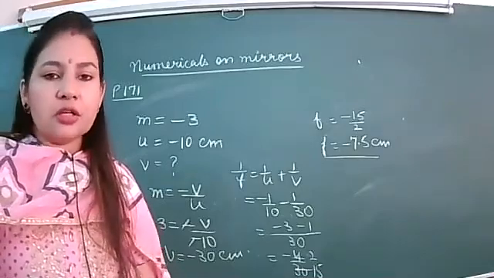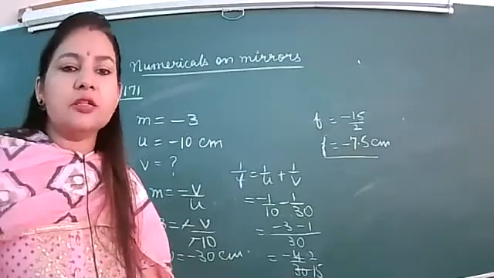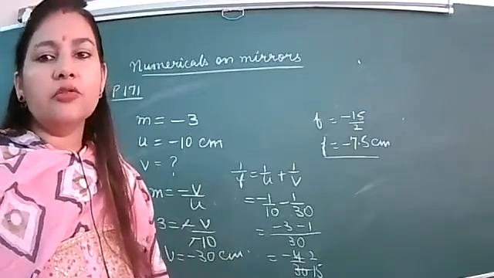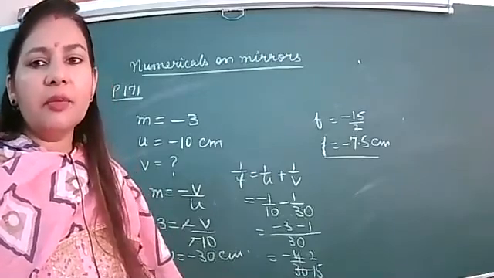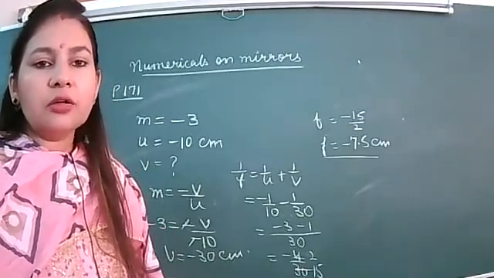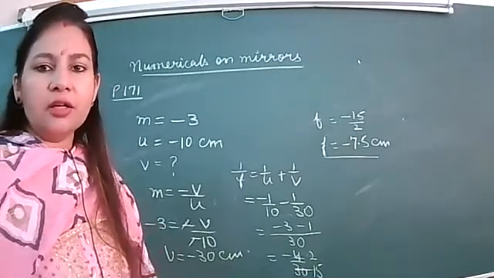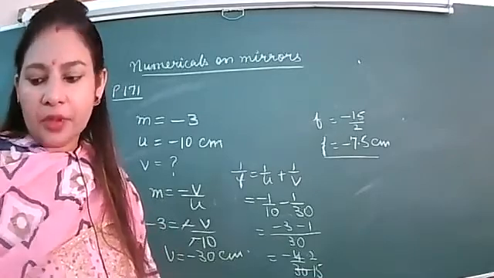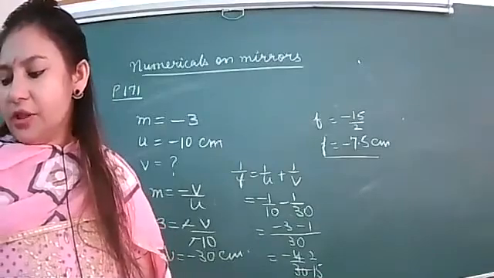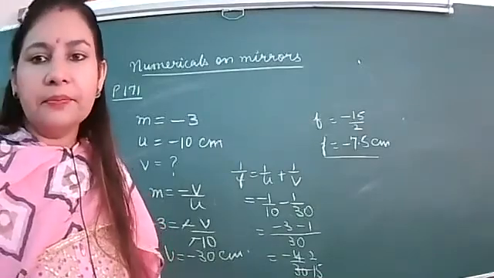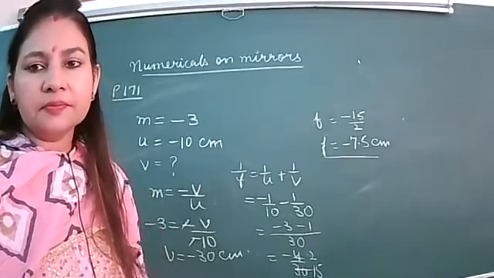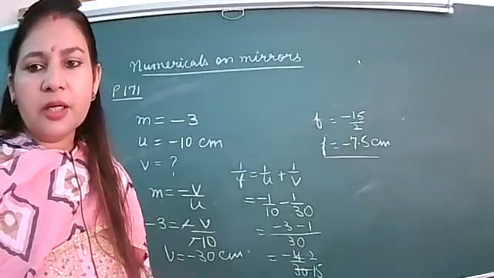So this question is also different because here V is not asked, here U we are to find. Object कहाँ पे पड़ी है हमें ये find out करना है. So you are to find U, not V here. So write what is given and then accordingly you can find the values. Try yourself.